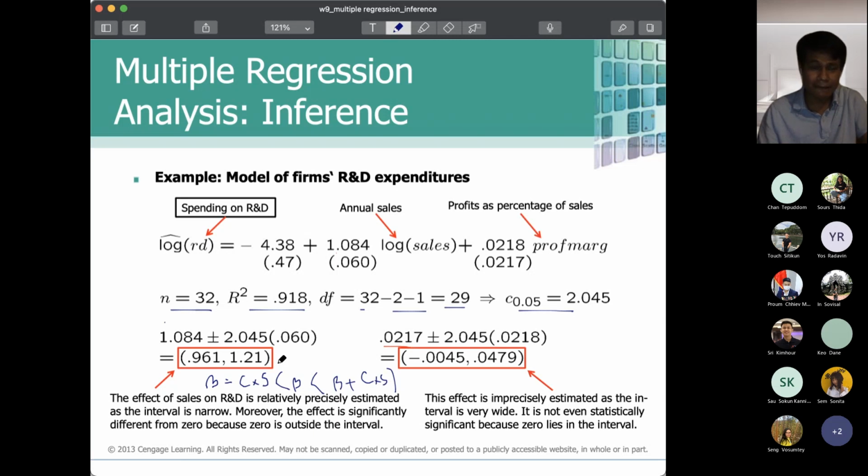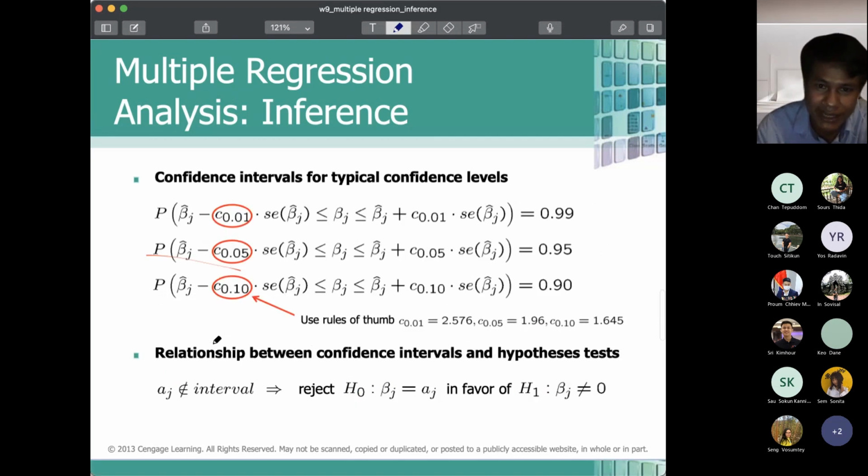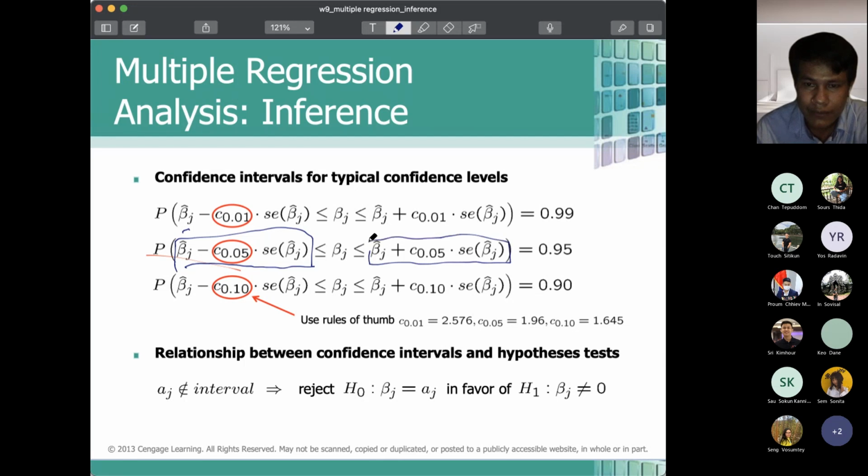Following me with the computations? Teacher, would you elaborate this again? The equation. All right. This equation here is to calculate the lower bound, just like this: delta J minus critical value multiplied by standard error. You only need to calculate this to get the lower bound, and this is the upper bound. Right? Yes, sir. Thank you. All right.